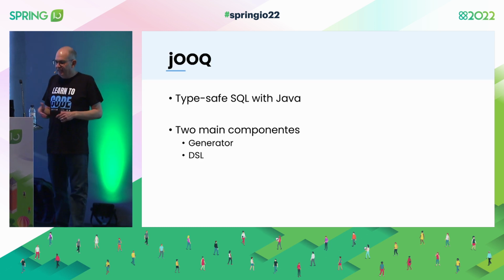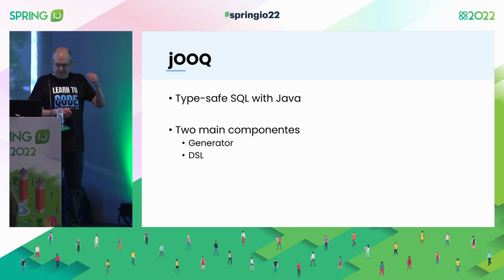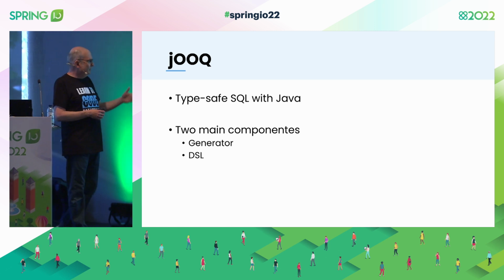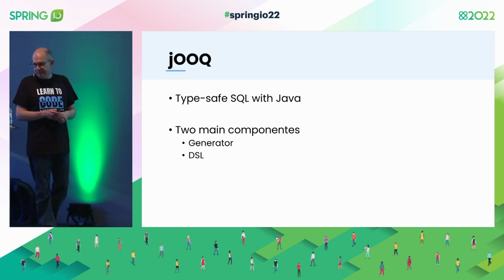So jOOQ has two parts. First of all, it has a generator. We will see that in a minute. And it has a so-called domain-specific language. The domain-specific language is SQL, but SQL in Java.